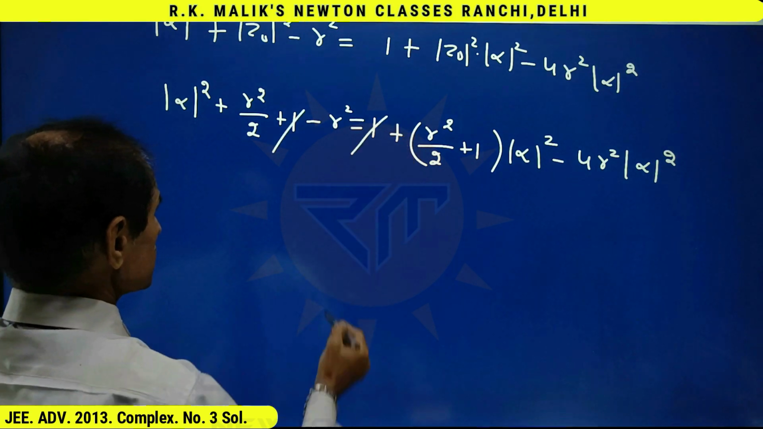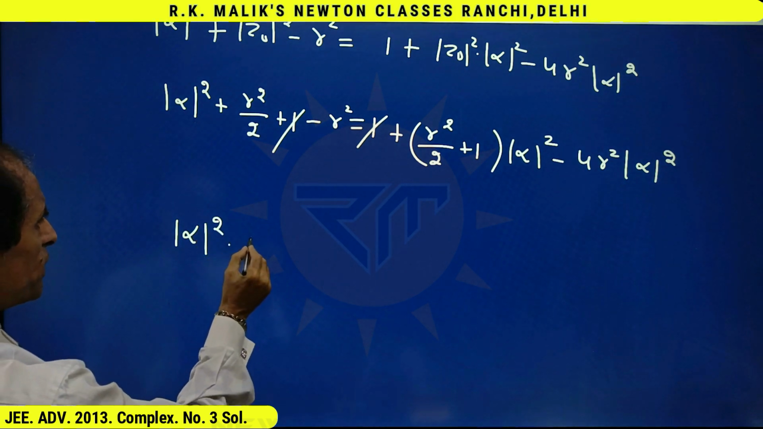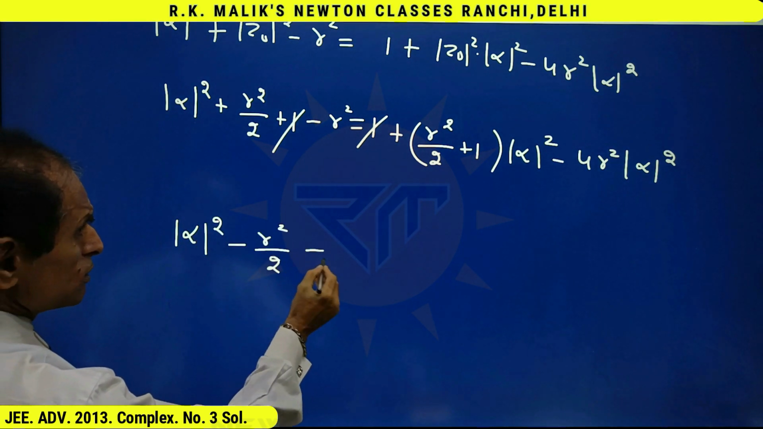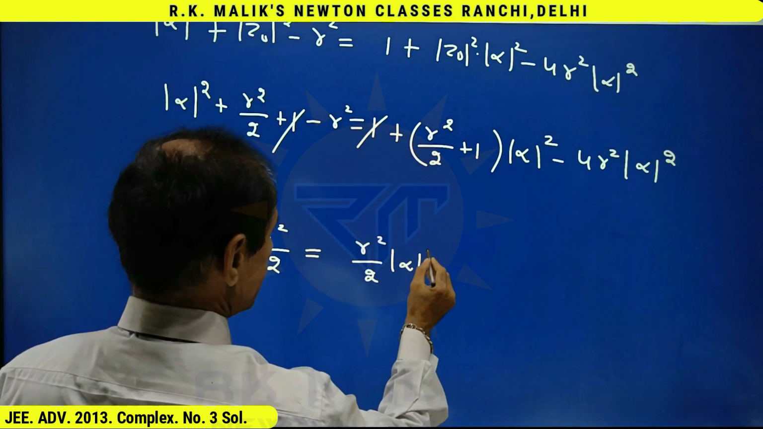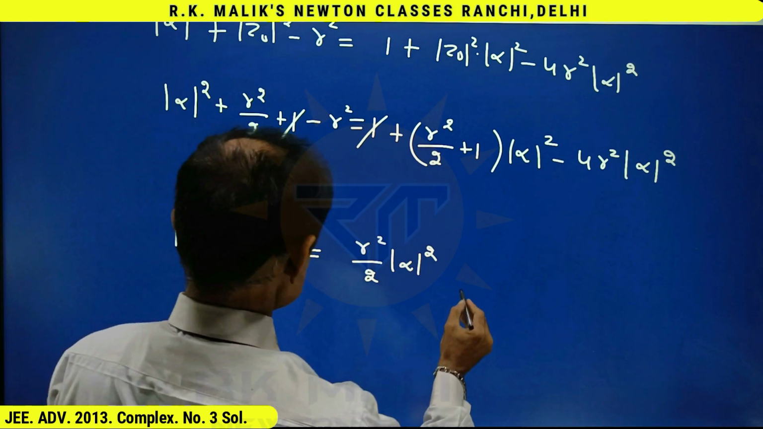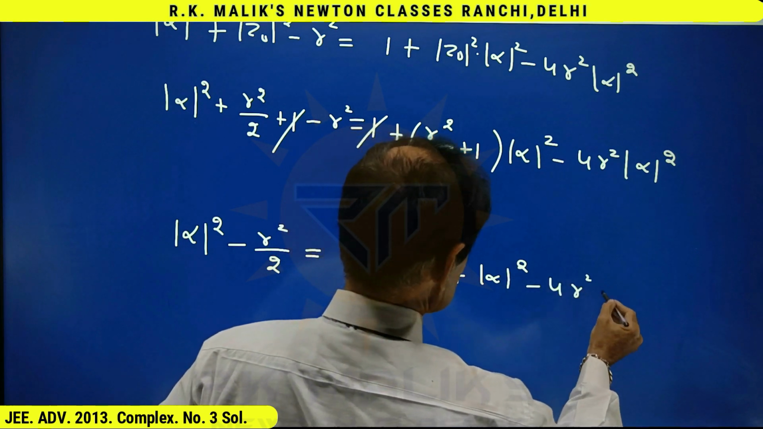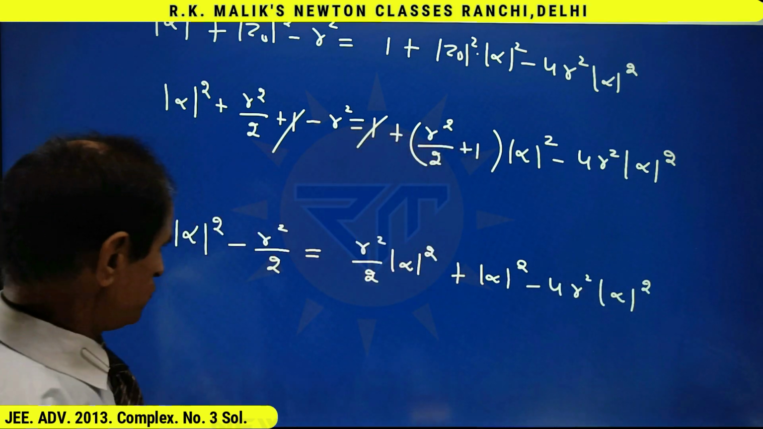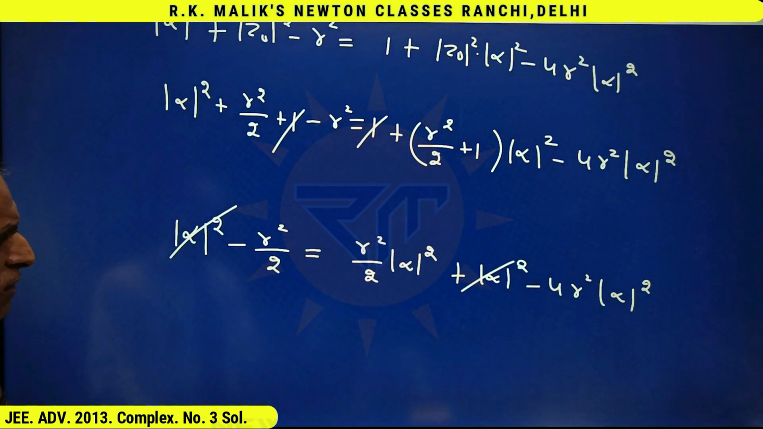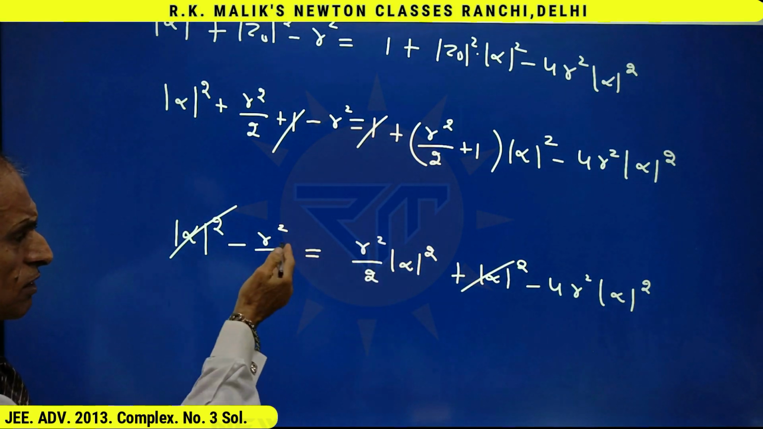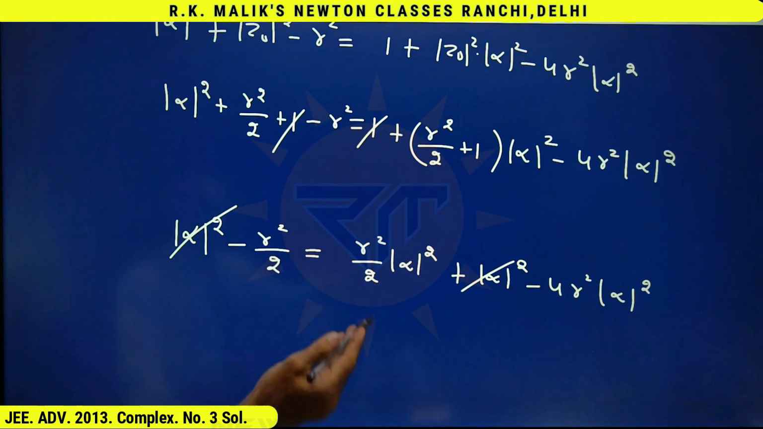Obviously this one will get cancelled with this one, and I am going to get mod alpha square minus r square by 2 equal to r square by 2 into mod alpha square plus mod alpha square minus 4 r square into mod alpha square. Clearly this will get cancelled, and now I have got a relation in which r square is present on both sides. Therefore I can divide by r square.